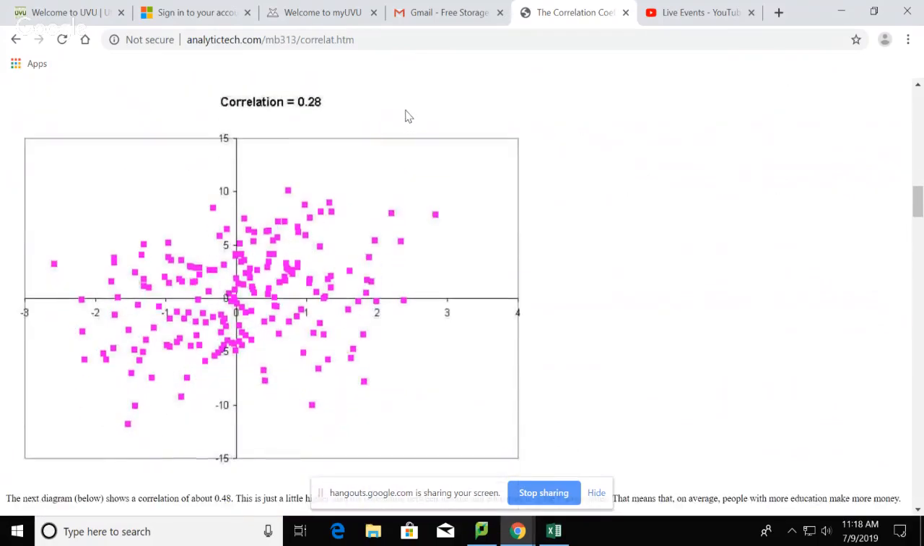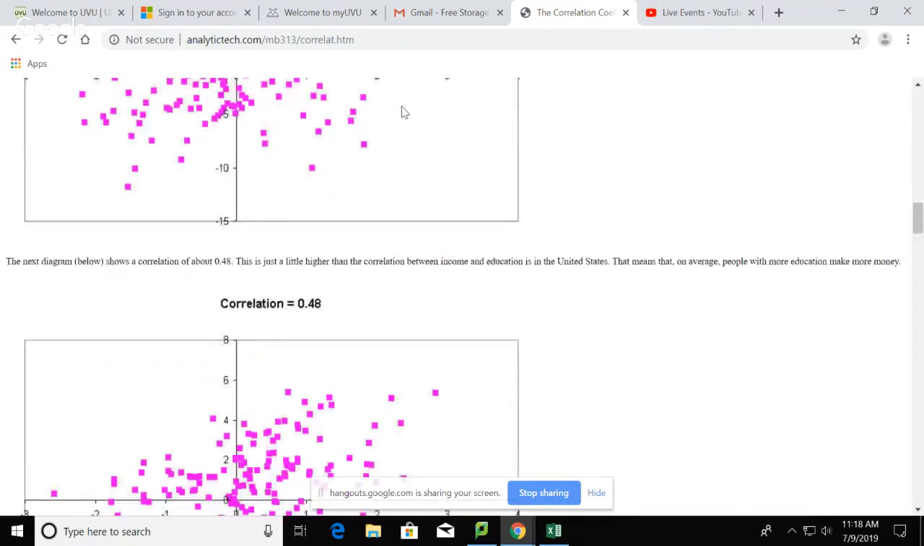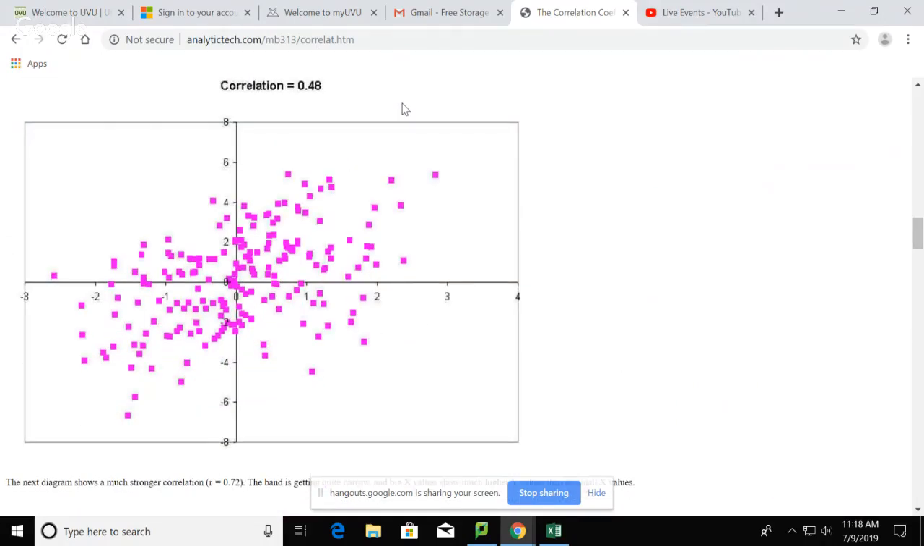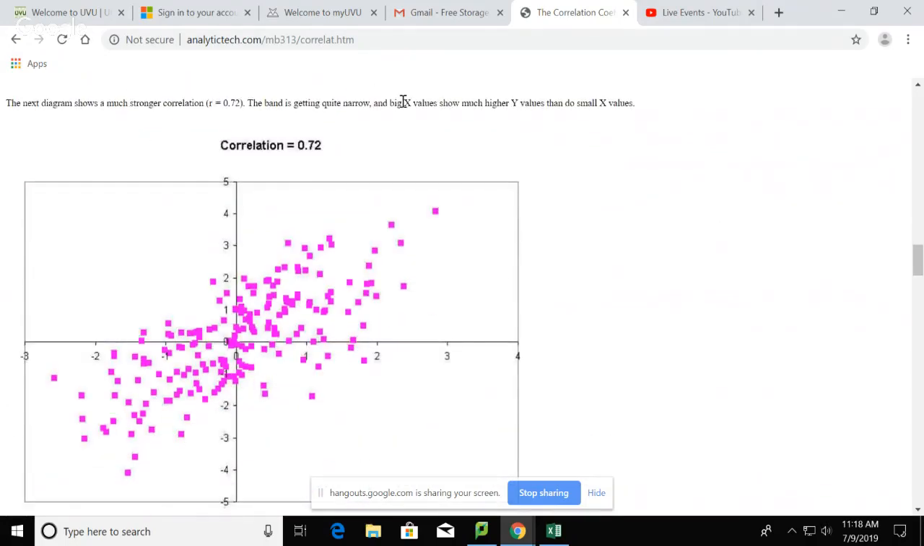Okay, so 0.28, what would we call that? You can kind of see it's a very wide line here, but you can call that a weak correlation. Over here, 0.48, which is close to 0.5. We call this moderate correlation. 0.72 is strong. Okay. 0.72 would be what we would call a strong correlation.